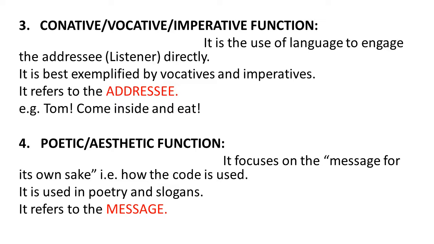Now coming to the fourth one, that is poetic or aesthetic function. Whenever the word poetic comes, you have to just relate it to the word message. Poetic means message. And remember this line also, that the focus is on the message for its own sake. That is how the code is used. Jakobson used the word code for the word language. So how is the language used? This function is mostly used in poetry and slogans because we use language artistically in these things. So here we are referring to the message.